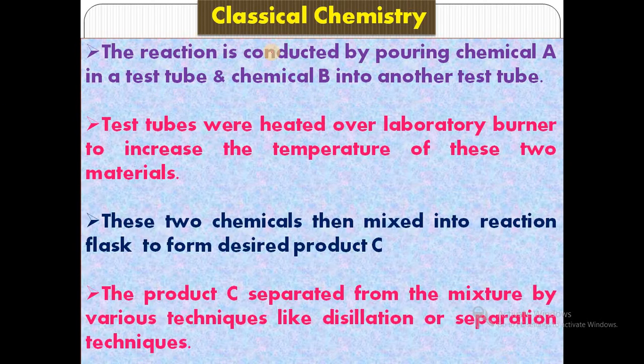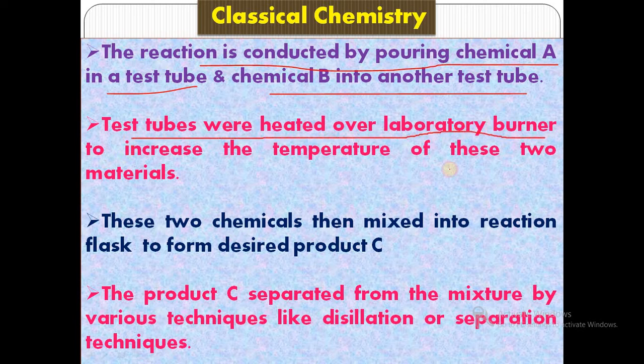So in classical chemistry, the reaction is conducted by pouring chemical A in a test tube and chemical B into another test tube, which we have seen in the previous slide. Then the test tubes are heated over a laboratory burner to increase the temperature of these two materials. Then these two chemicals are mixed in a reaction flask, reaction chamber, to form the desired product C. The product C is separated from the mixture by various techniques like distillation or other types of separation techniques. This type of technique is carried out in classical chemistry.